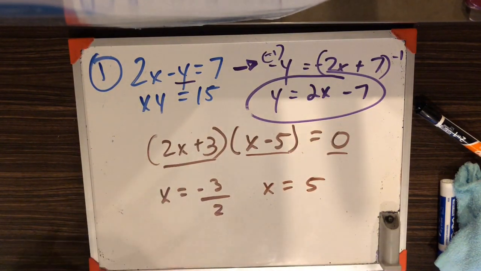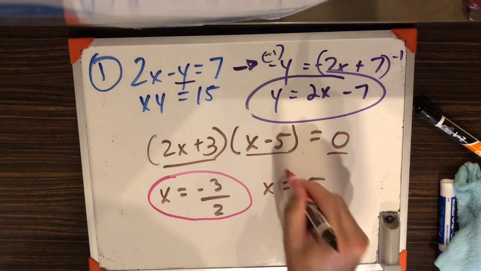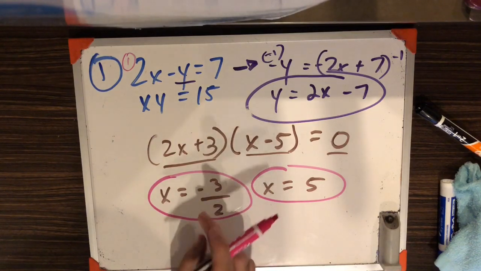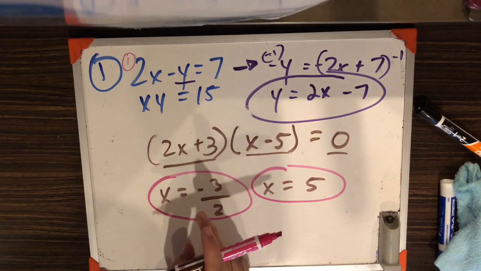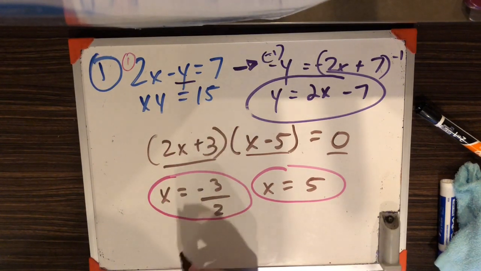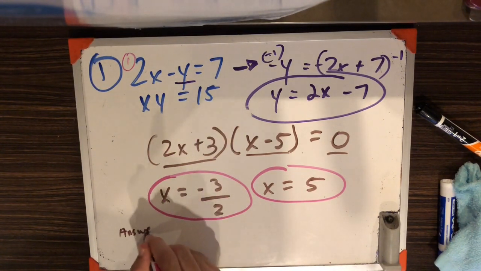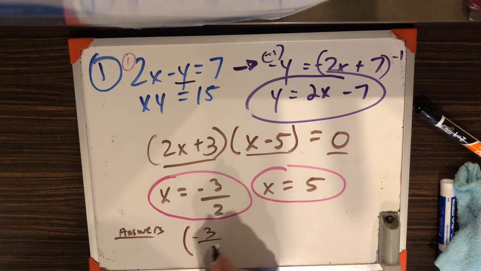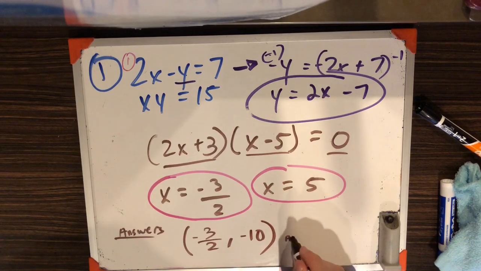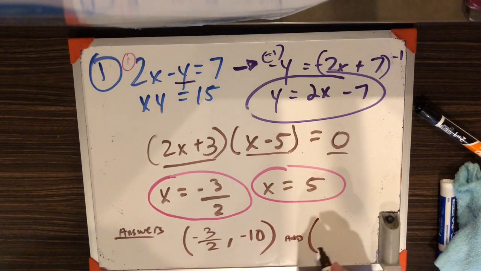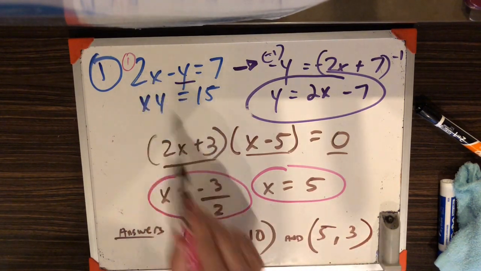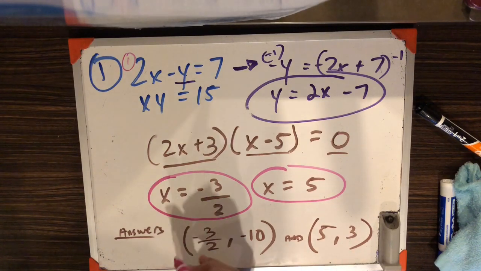Okay, now what are we going to do with these values? We're going to substitute them back into, let's say, number 1, because it's a bit easier. When we substitute them back in, we should end up with our answers. Again, we have 2 x's, so we'll have 2 y's. So in coordinate form, it'll be negative 3 over 2. When we plug this in, we'll get negative 10 back. And the other answer is 5 and 3, which again, when we plug in 5 into number 1, we'll end up getting 3 back. So these are your answers.